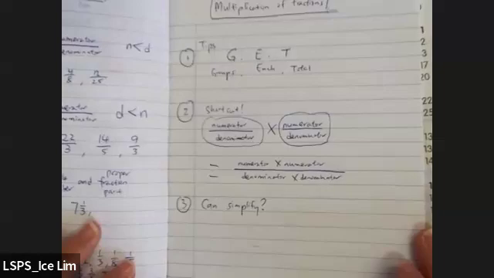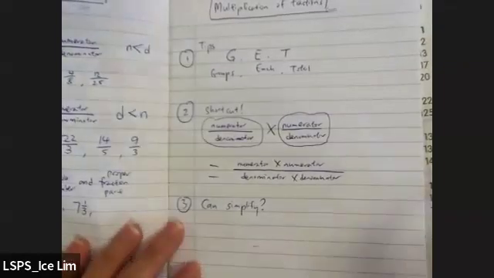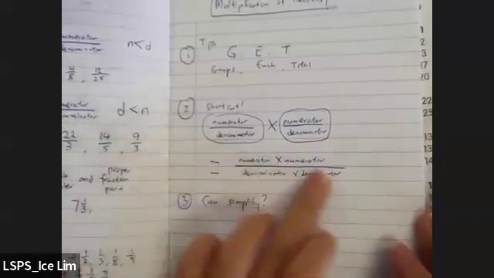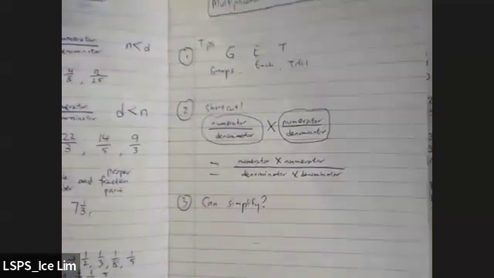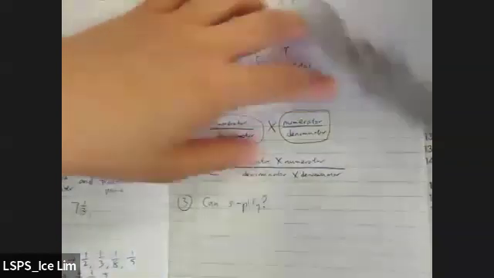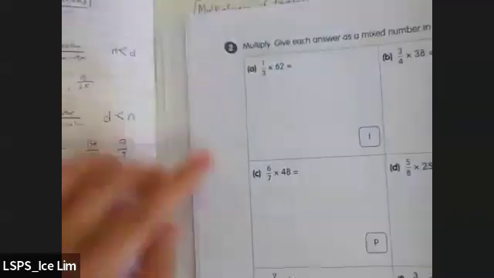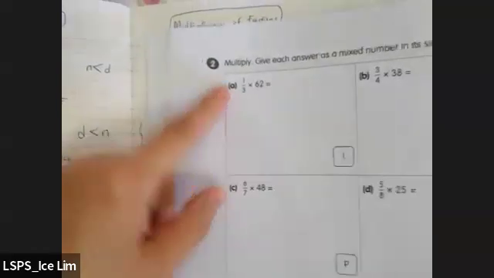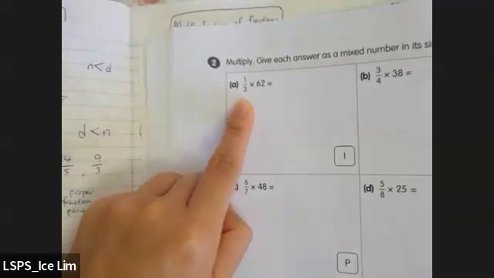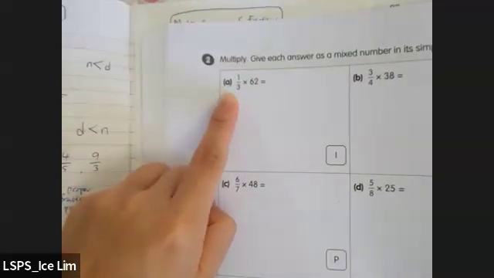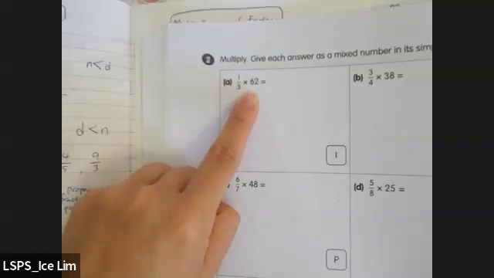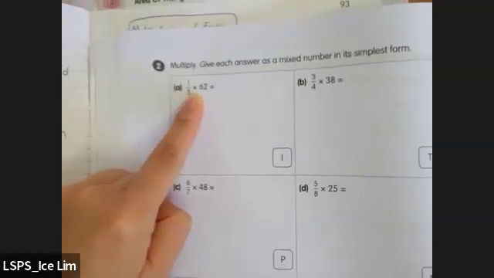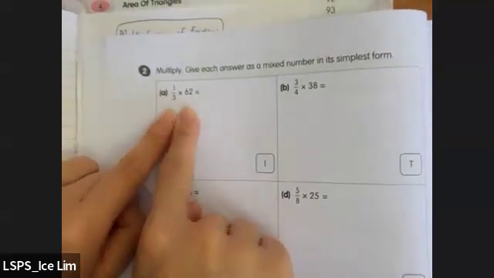Okay, so let's look at some examples. I'll show you an example right away. You can write it down in your notebook. Later, I give you the worksheet, you copy inside. For example, are you able to say what this is? This is a proper fraction times a whole number. 62 is a whole number.